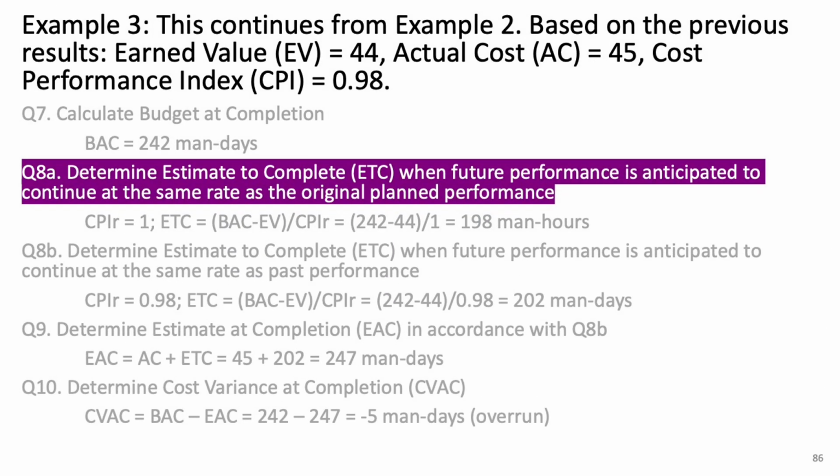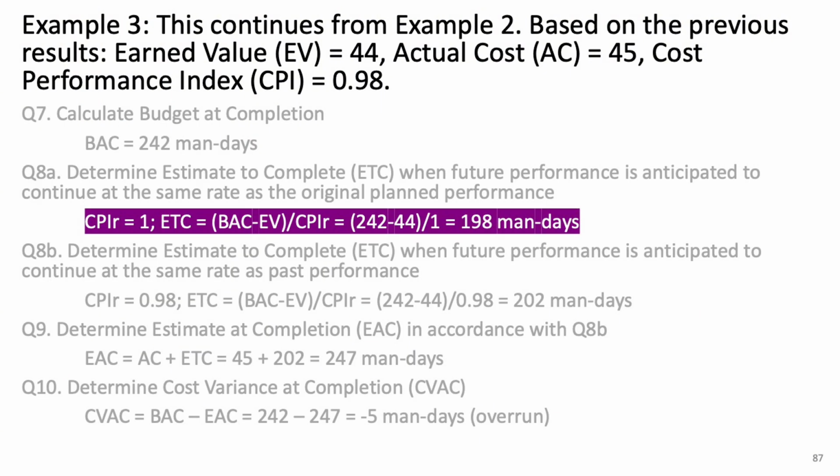Next up, we need to calculate the estimate to complete, ETC. This tells us how much is needed to finish the project. We're going to look at 2 different scenarios here. In the first scenario, we assume that the future performance of the project is going to continue at the same rate as it was planned to be. This is where we use a CPI of 1 for the remaining work, meaning we expect performance to be exactly as planned moving forward. To calculate the ETC in this case, we take the budget at completion, BAC, subtract the earned value, EV, and divide the result by the CPI of the remaining work. So we do 242 minus 44 divided by 1, which gives us 198 man-days as the estimate to complete.